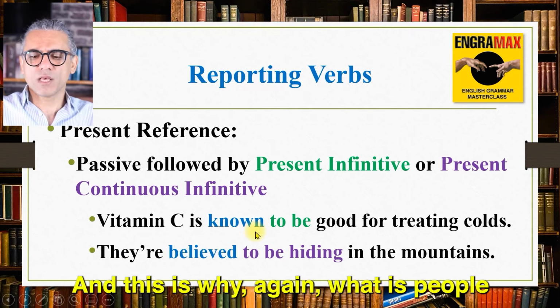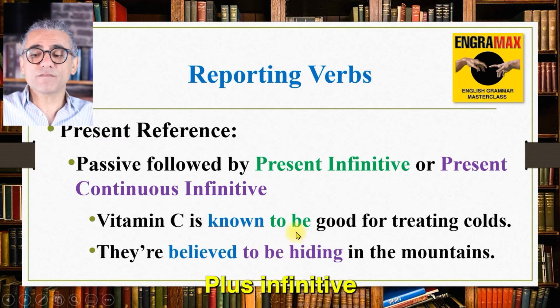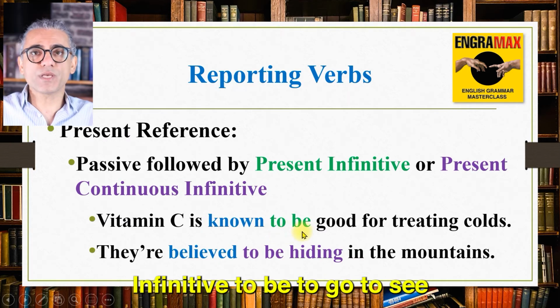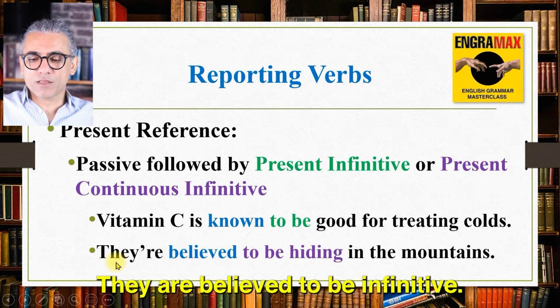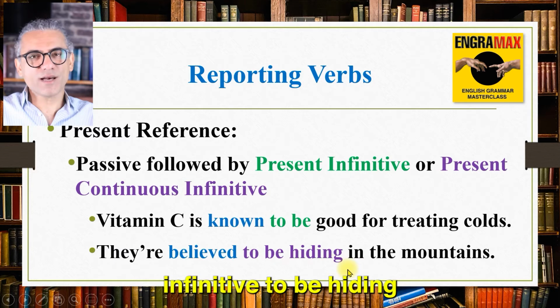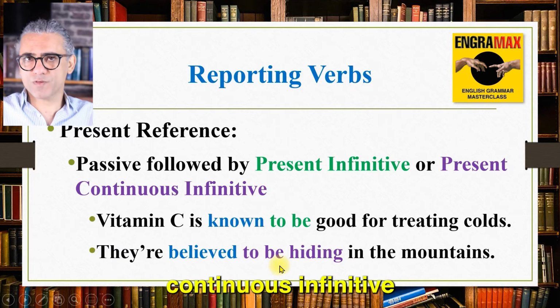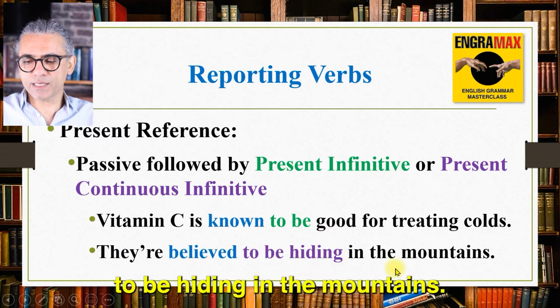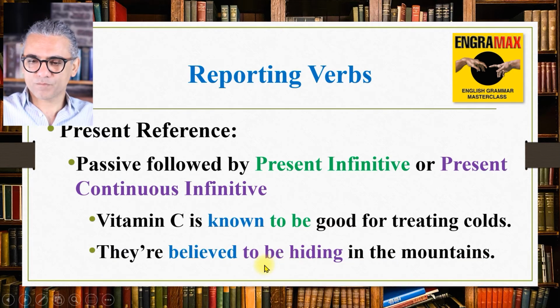Again, what is people? So vitamin C is known plus infinitive, present infinitive, to be, to go, to see, to sit. Good for treating colds. They are believed to be infinitive. This is continuous infinitive. To be hiding. Or we call it present continuous infinitive. To be hiding in the mountains. This important part is to be in here.